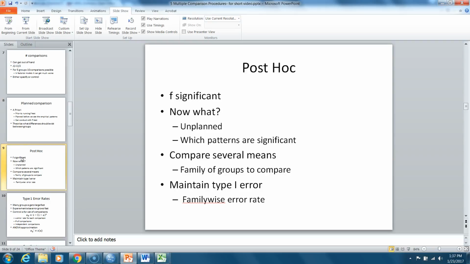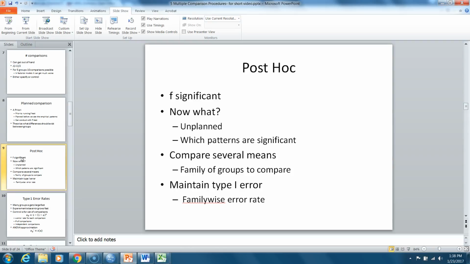Other times, we have the analysis of variance and we just want to test every possible comparison. We didn't plan ahead of time. We can look to see which patterns are significant. There are ways to control for this. We can compare several means, a family of groups to compare. You have all sorts of means in your data set. So we could look at all 28 in the example where we have 8 groups.